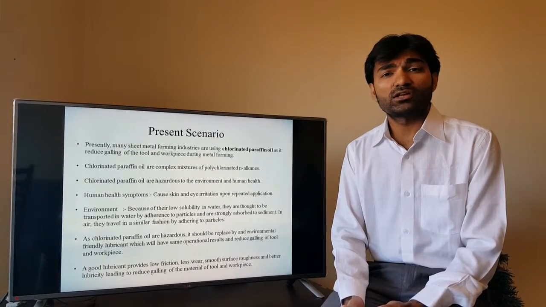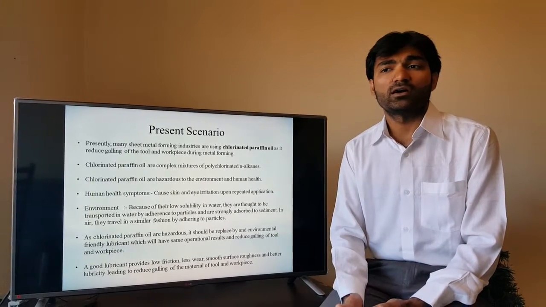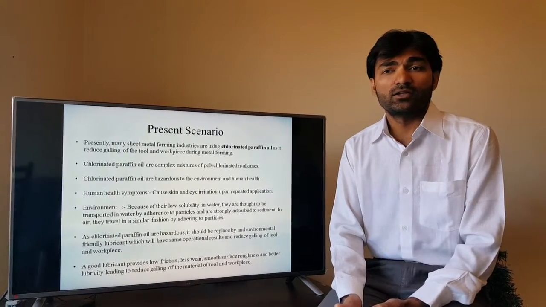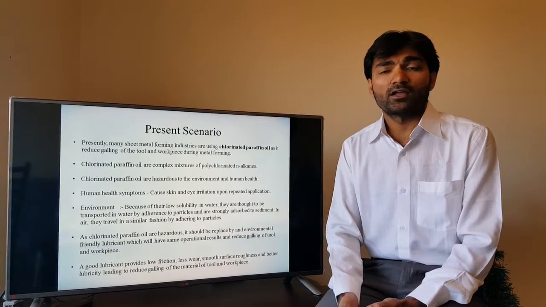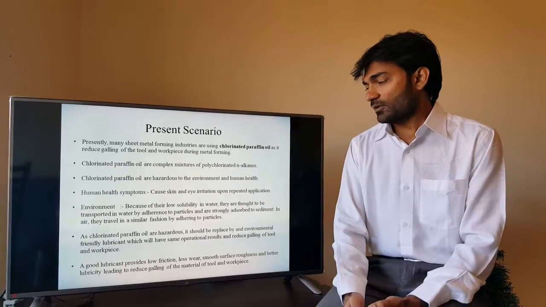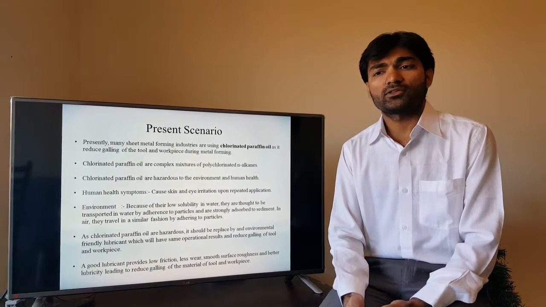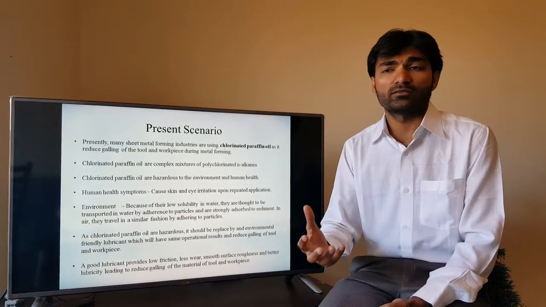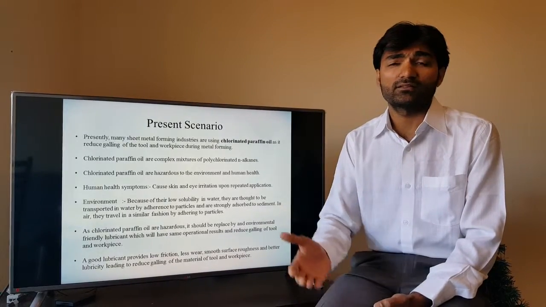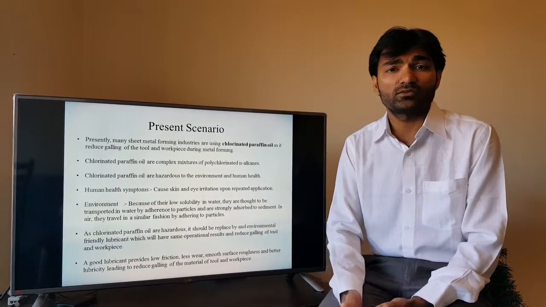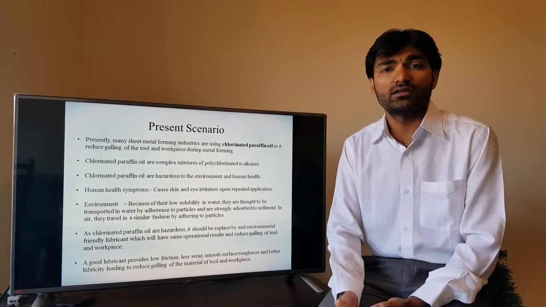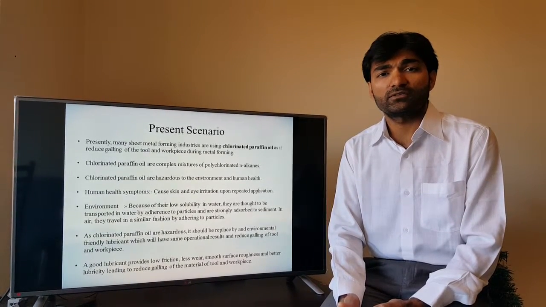There is a need to change chlorinated paraffin oil into an environmentally friendly lubricant, which has good tribological properties and which would reduce galling. A good lubricant has good tribological properties. That is, it has low friction, it causes less wear of the tool and the workpiece, it can withstand high temperature, and it can give a smooth surface roughness.